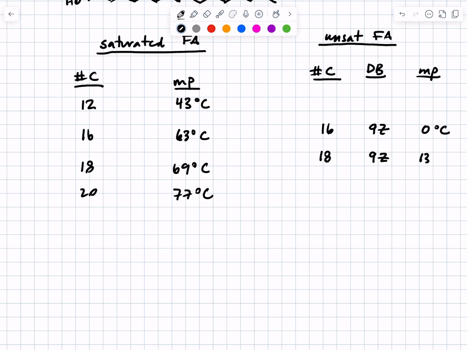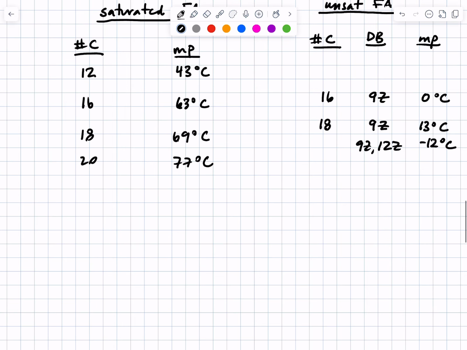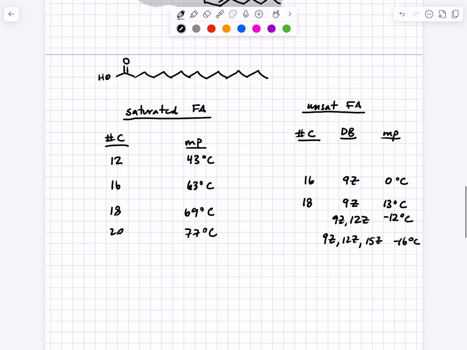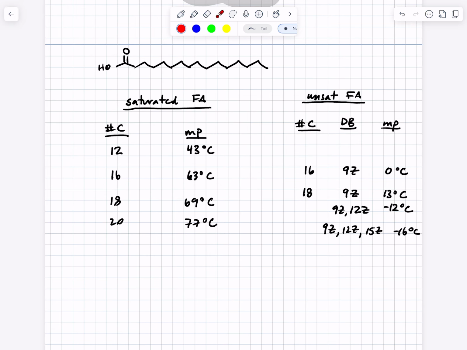18 carbons, you put in a single double bond, and it's now 13 degrees. If you put in 2, the melting temperature drops even lower to minus 12. This is now a liquid even at freezing temperature. And if you put in 3 double bonds, it gets even lower, although the impact appears to not be additive. Once you have 1 double bond, the additional double bonds don't make as much of a difference. Okay, so let's talk about why that is from the perspective of just the fatty acids.